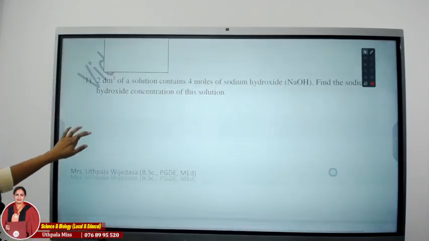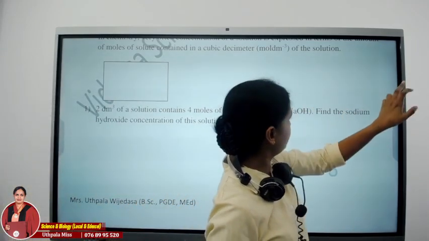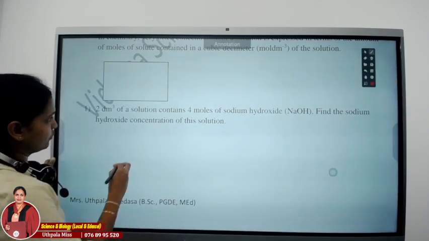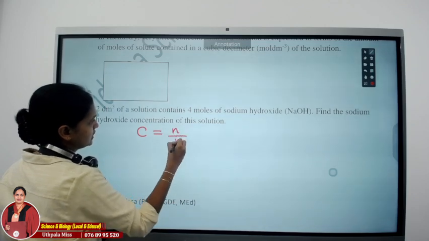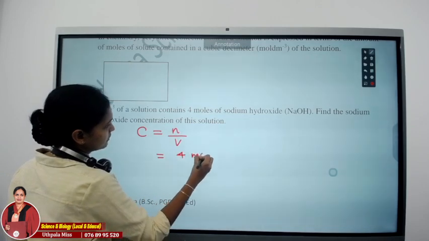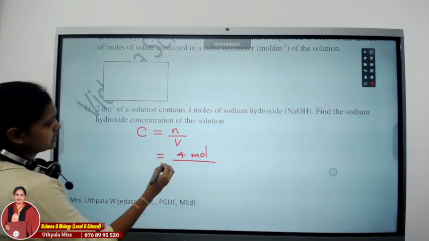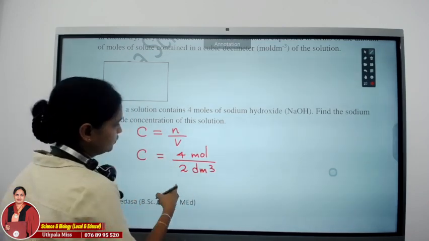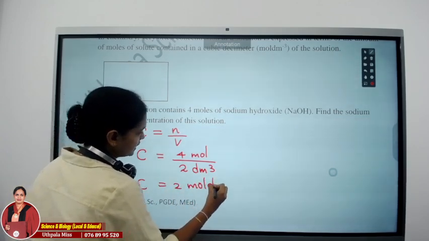2 cubic decimeters of a solution contains 4 moles of sodium hydroxide. Find the sodium hydroxide concentration of this solution. You can write the equation in words or by using the symbol. C equals N over V. Number of moles equals 4 moles, and the volume is given as 2 cubic decimeters. Therefore 4 divided by 2 is 2 moles per cubic decimeter.